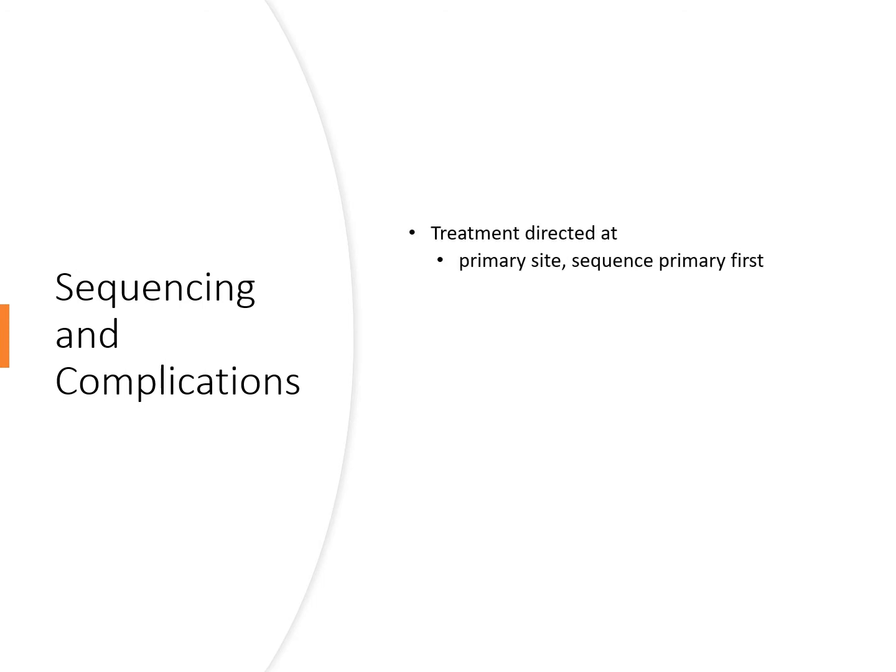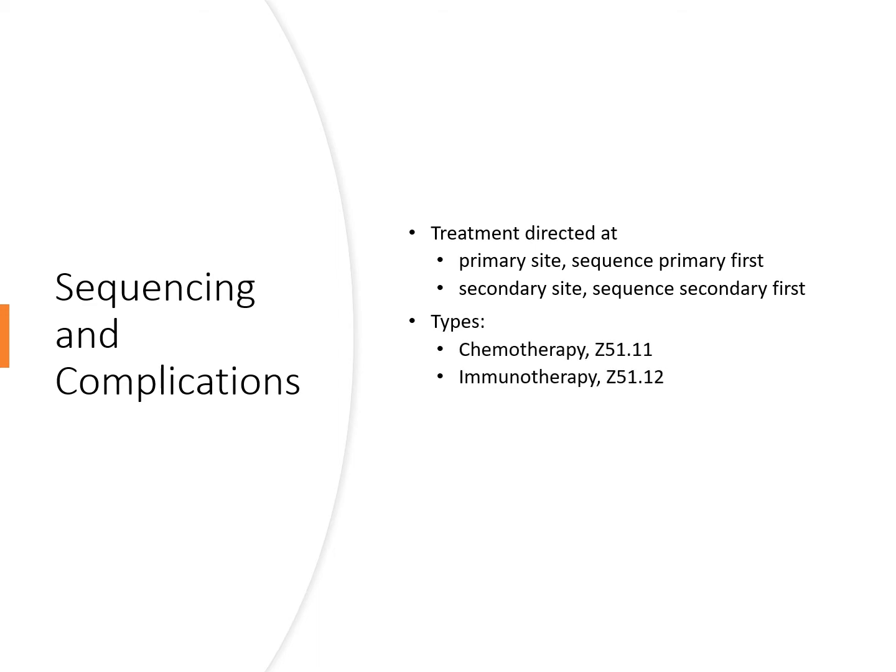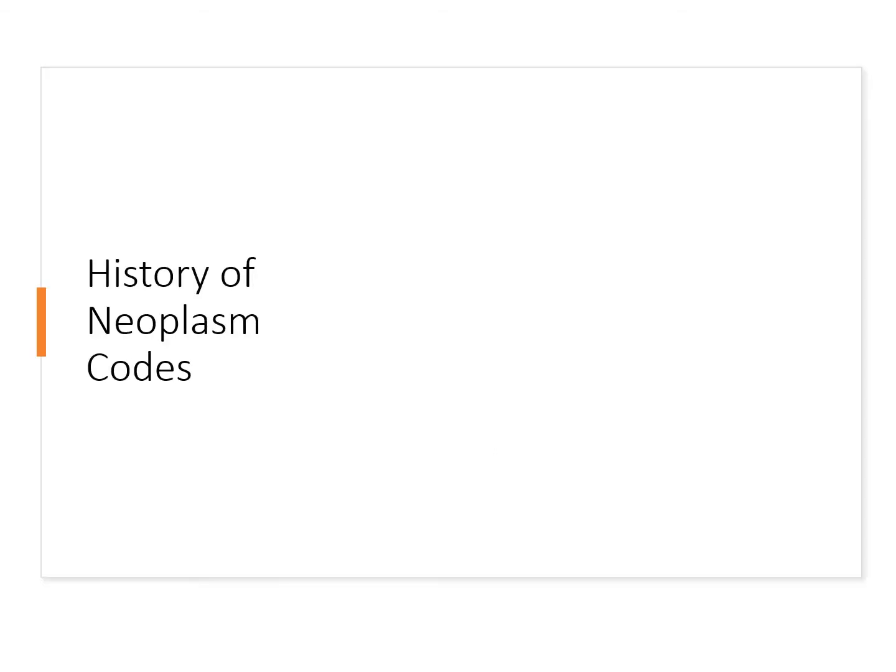Sequencing and complications. The treatment for neoplasms would be, for example, if the treatment is directed at the primary site, you are going to sequence the primary neoplasm first. If the treatment is directed at the secondary site, that's the metastatic site, you're going to code the metastatic cancer first. We have types of treatment: chemotherapy, immunotherapy, radiation therapy. If there are complications, we sequence the complications first.